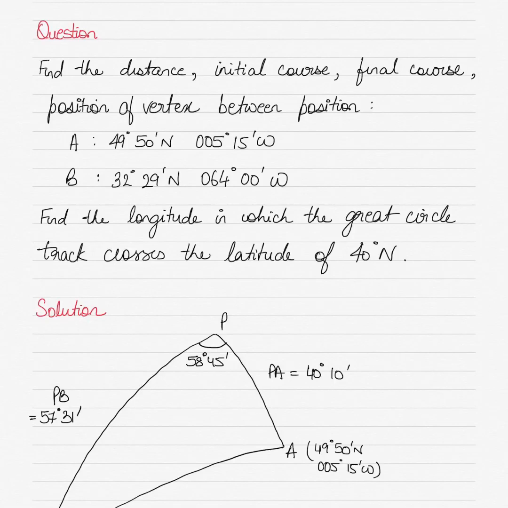In this video, I'll be solving a great circle sailing question, and the question is that we have to find the distance, the initial course, the final course, and the position of the vertex between the given positions. Position A is 49 degrees 50 minutes north and 5 degrees 50 minutes west, and position B is 32 degrees 29 minutes north and 64 degrees west.